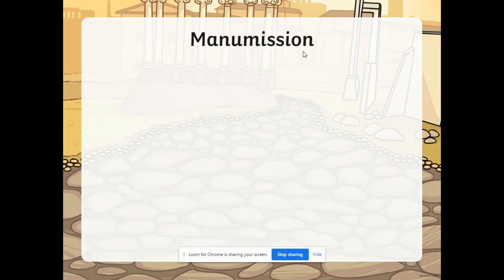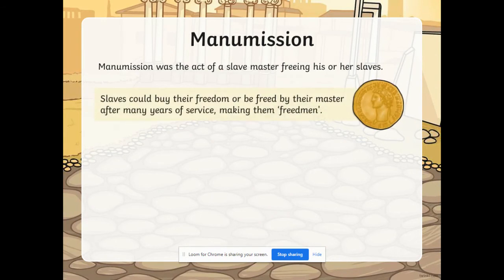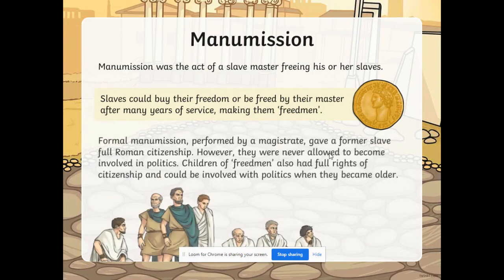Manumission is an important word back then. Manumission was the act of a slave master freeing his or her slaves. Slaves could buy their freedom or be freed by their master after many years of service, making them freedmen. So if they were good and gave many years of service, they would get manumission and be called freedmen.